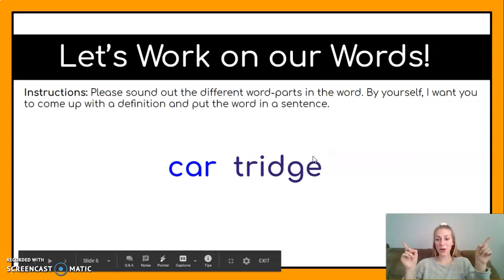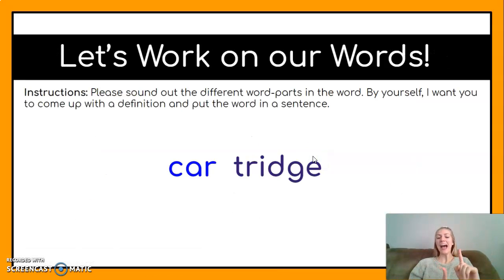All right, now let's work on our words. Now remember, after we do each word part and say the word, I want you to think about, what does this word mean? And I want you to use it in a sentence at home and share those sentences with your families, okay? Let's begin.